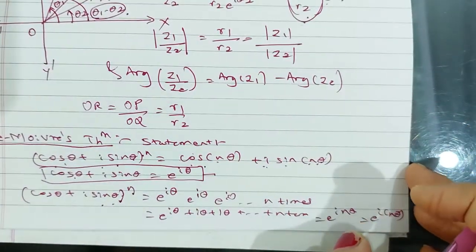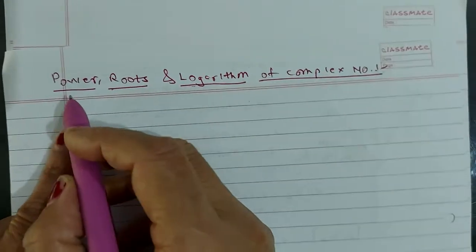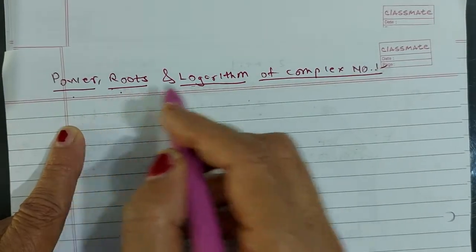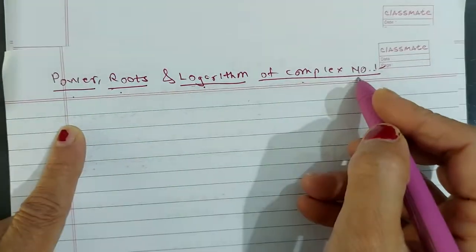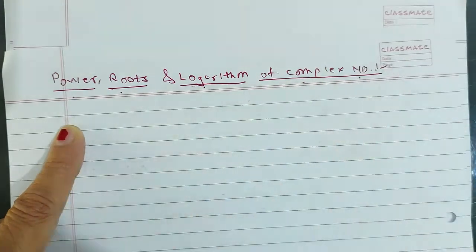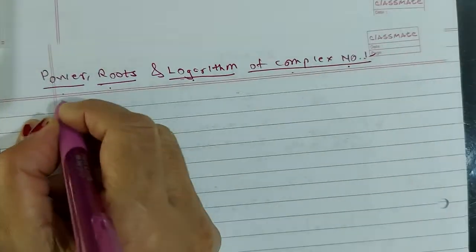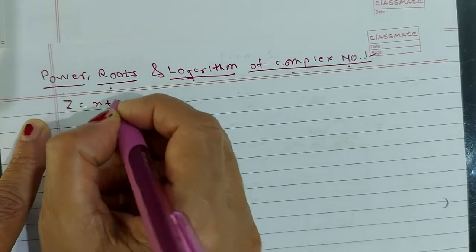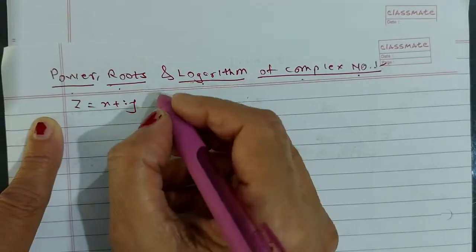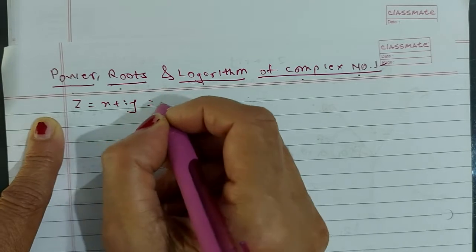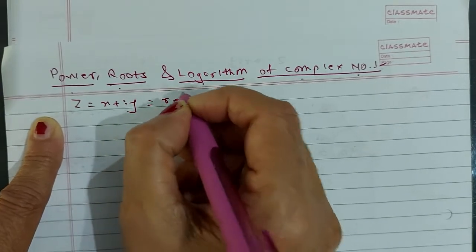Now the next topic is power, roots and logarithm of a complex number. The complex number is z only. So we'll first begin with power. Now we say that the complex number z is basically x plus iy, and we say that this is nothing but r e to the power i theta.